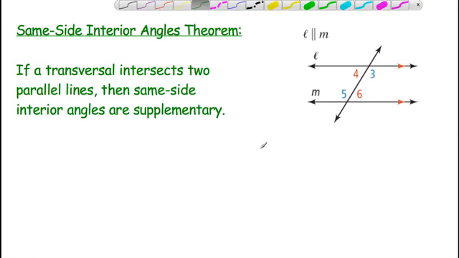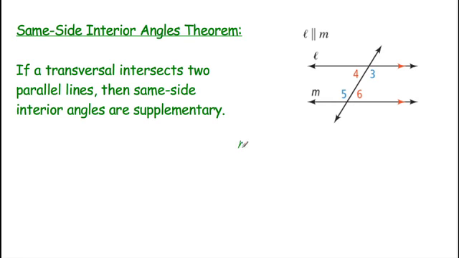All right, here's another one. Same side interior angles. If a transversal intersects two parallel lines, then same side interior angles are supplementary. So, same side, 4 and 5 are same side. So what it says is that the measure of angle 4 plus the measure of angle 5 is supplementary, meaning how many degrees? 180. Likewise, 3 and 6. So the measure of angle 3 plus the measure of angle 6 equals 180. Which is nice because now if I knew angle 4, I could subtract it from 180 and find out what I have.